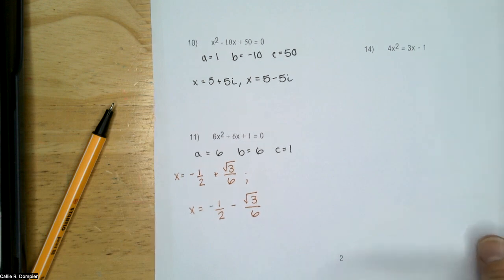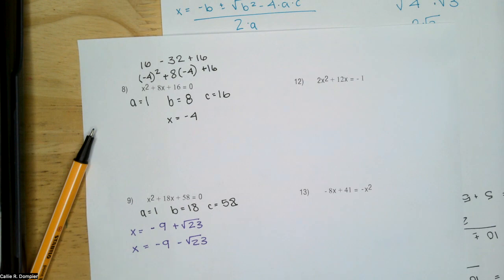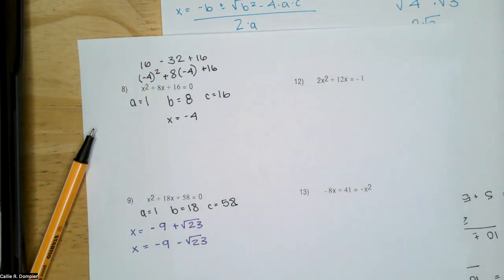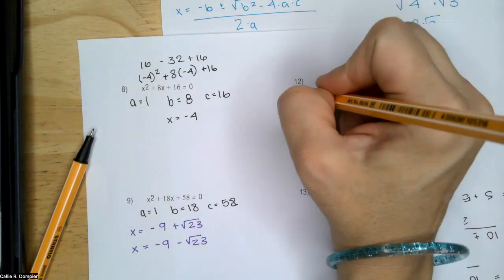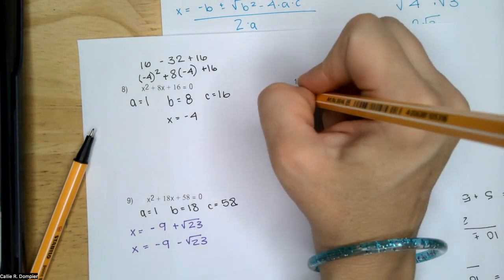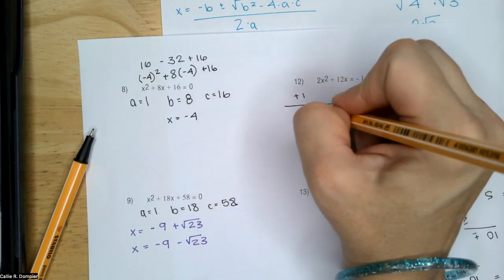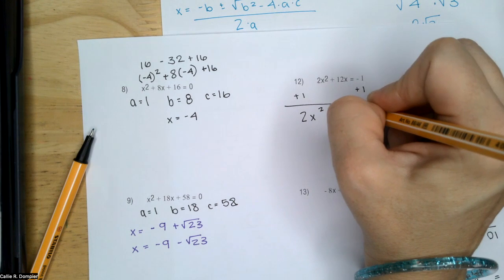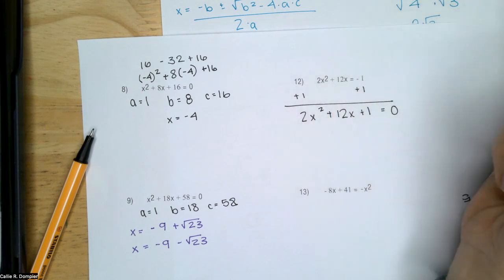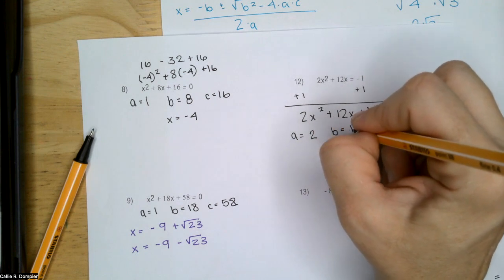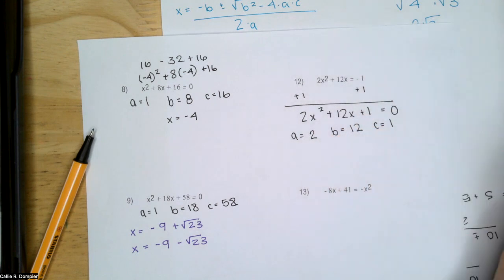All right, 3 more examples of this. Here we have number 12. What is A, what is B, and what is C? Well, first, let's set it equal to 0. So we're going to add 1 on both sides. It becomes 2x squared plus 12x plus 1 equals 0. Means A is 2, B is 12, C is 1.